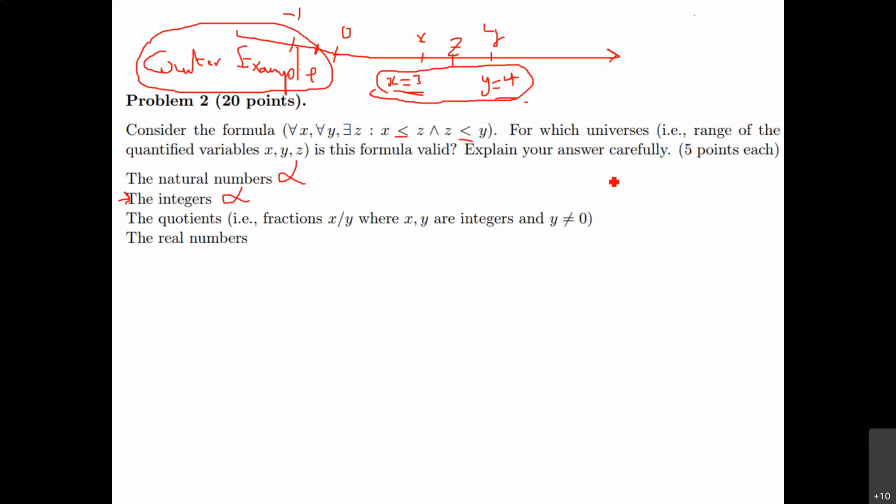What about the quotients? So quotients like fractions. Can you find between any 2 integers a fraction? Sorry, between any 2 quotients, any 2 fractions, can you find another fraction?